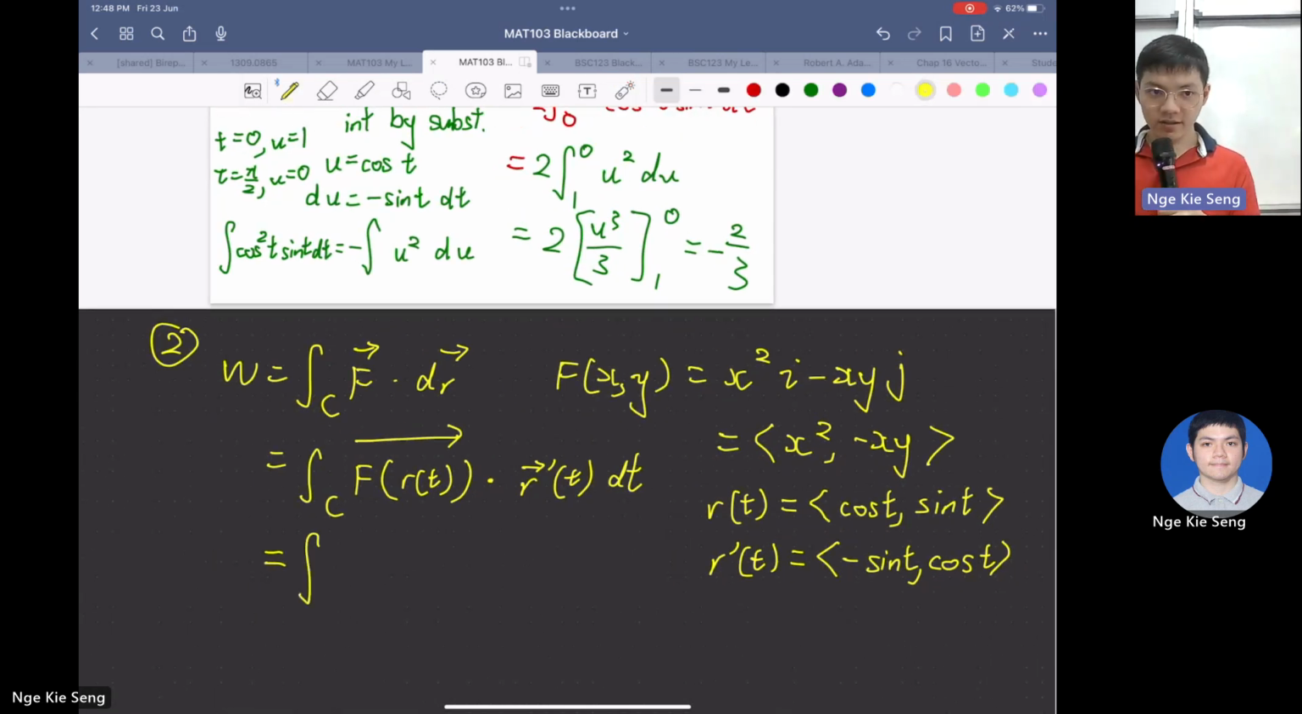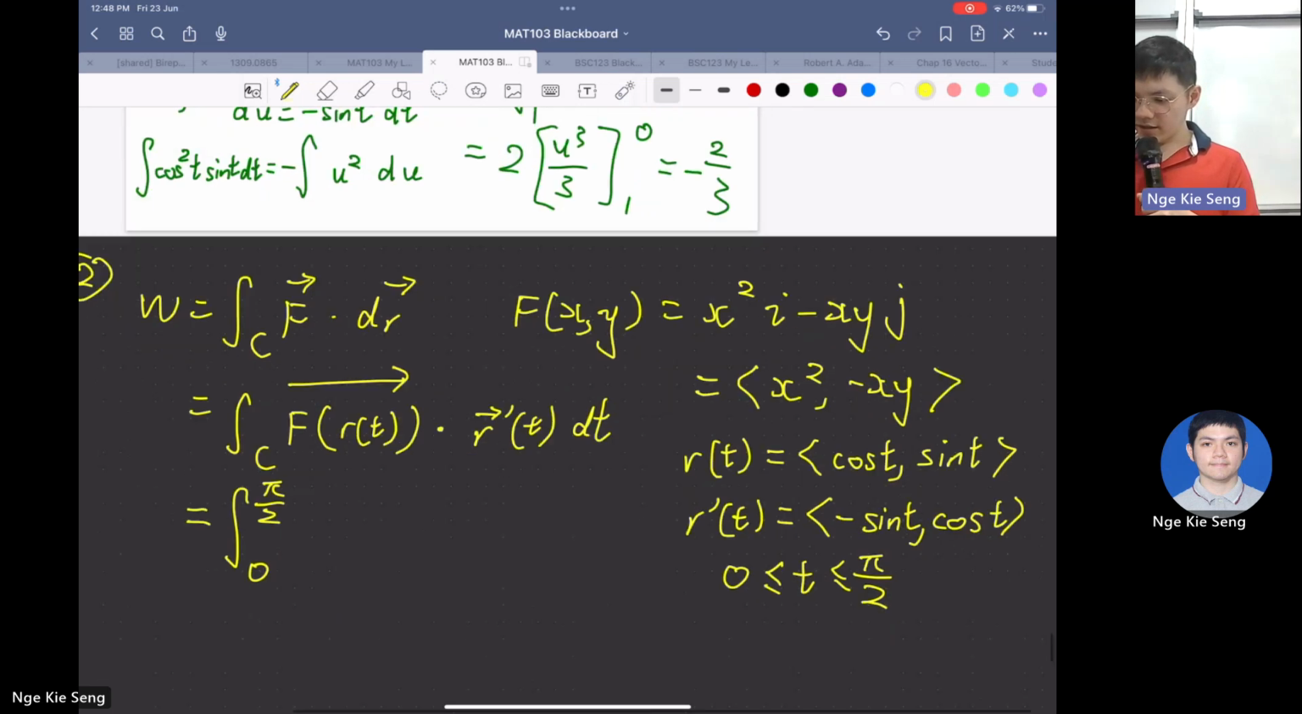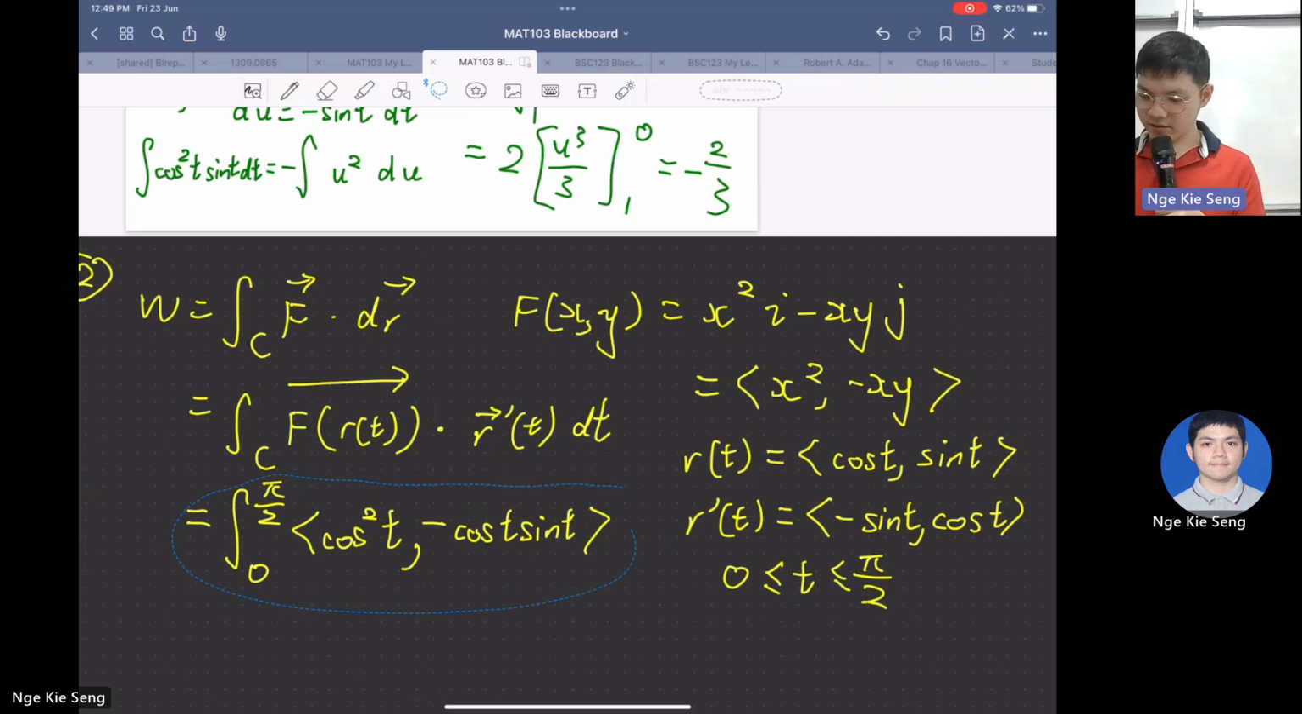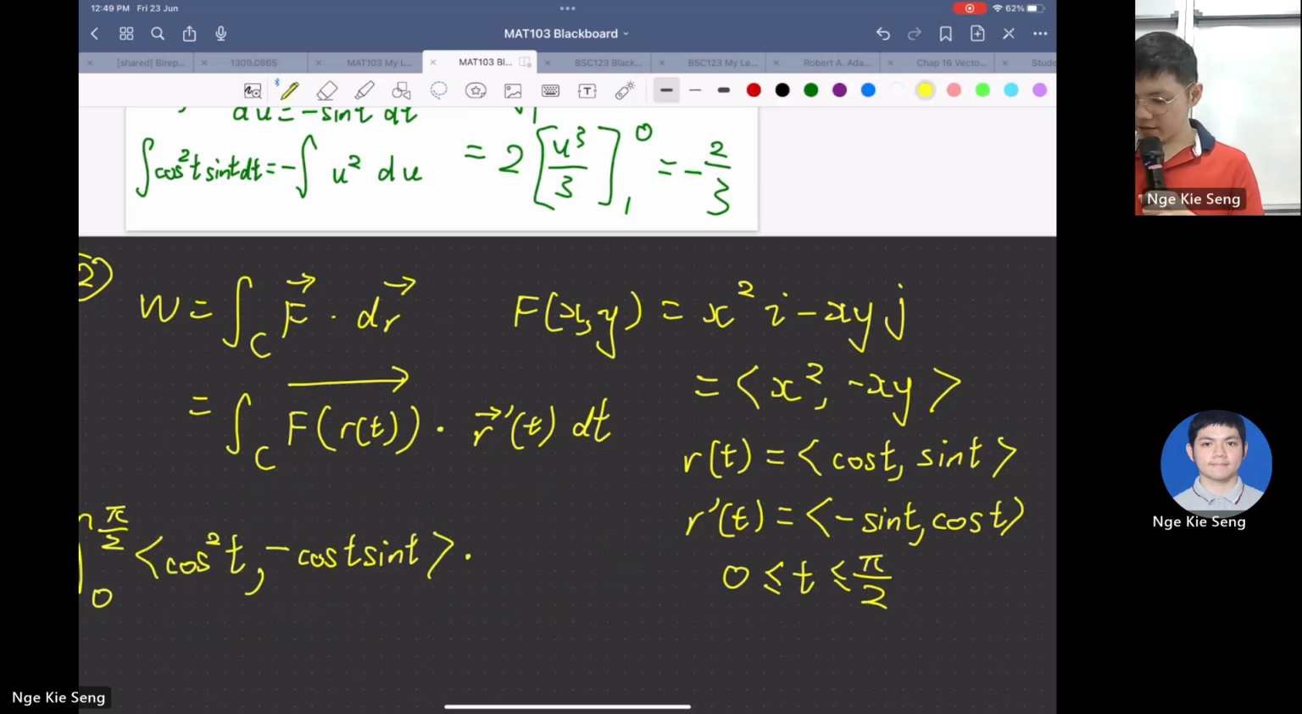So what do I get here? For this t, remember what's the range? From 0 to pi over 2. So you need to integrate from 0 to pi over 2. F of r(t) is just cos squared t, comma minus cos t sin t. Then you need to dot with the tangent vector, minus sin t comma cos t, dt.